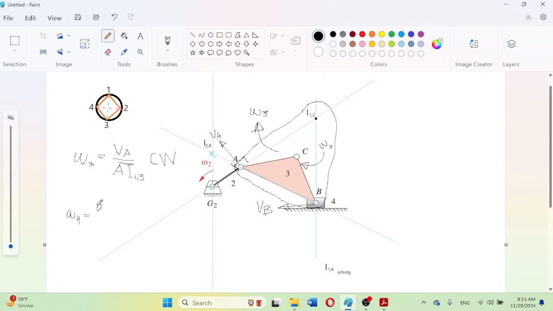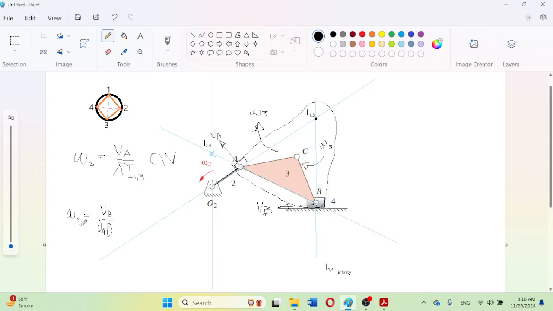VB divided by O4B, the O4 up to B, meaning the length of the rocker link, or VB divided by scalar length C.